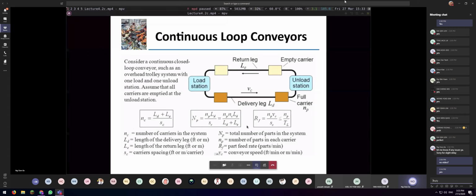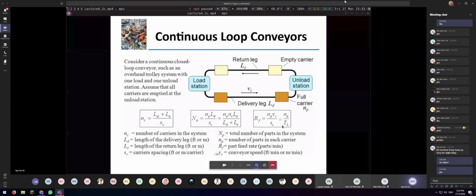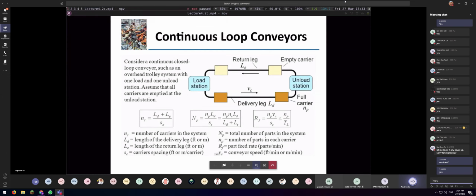Okay, and so your part flow rate is the number of parts in each carrier multiplied by your conveyor speed divided by your carrier spacing. This one is quite easy. We have seen this before, and this must be less than the number of parts per carrier over TL. And TL in this case, obviously, is just the time which is taken to load.